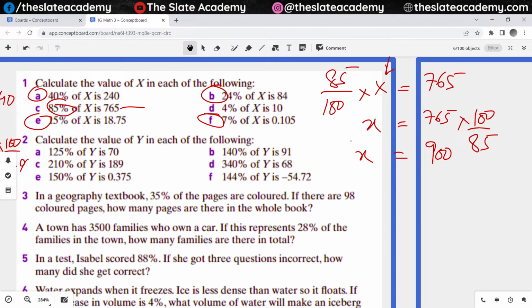E would be 18.75 divided by 0.15, 125. Correct. Excellent. Sir Arman, have you done B, E, and F?